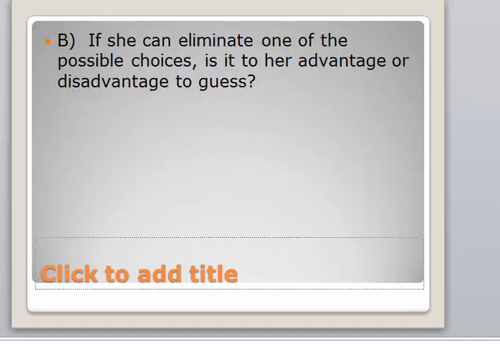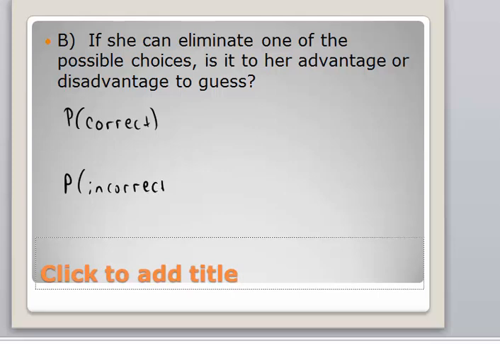Let's look at the second part of this example. The second part of the example says if she can eliminate one of the possible choices, is it to her advantage or disadvantage to guess? So let's do the same thing. We again have two options. When she makes her guess, she either will guess correctly or she's going to guess incorrectly.